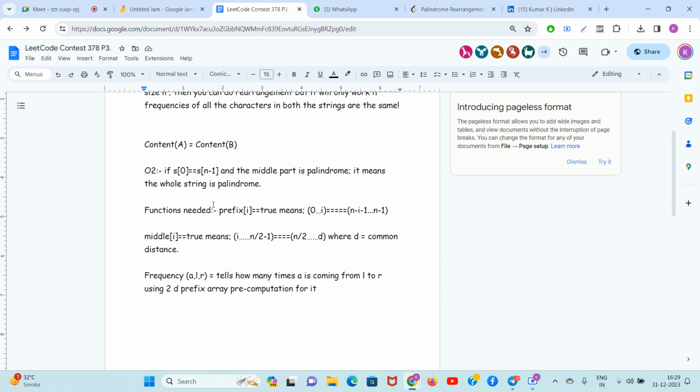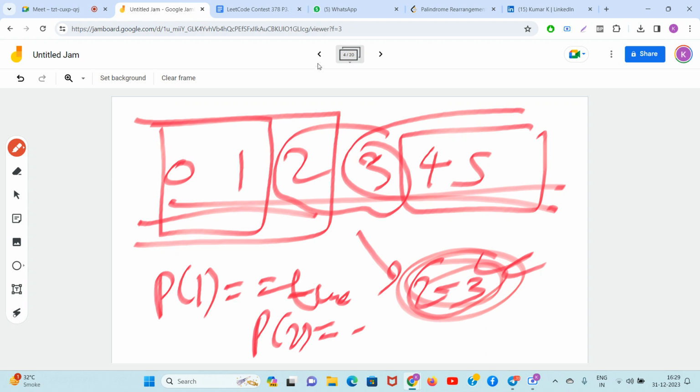Guys, react with emojis if this concept is clear. Prefix of I true means the first I characters match the last I characters in a palindromic manner. Now I will be creating another function, middle of I. Middle of I should tell you that the middle characters from n by 2 are in a palindromic fashion. Okay.